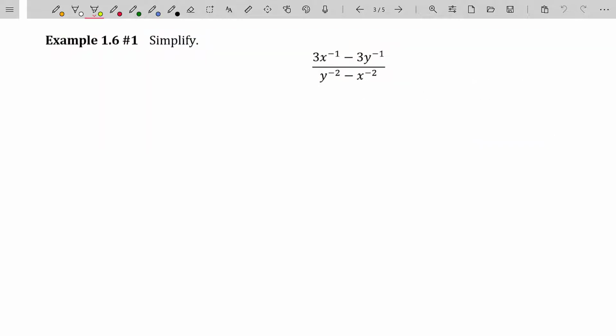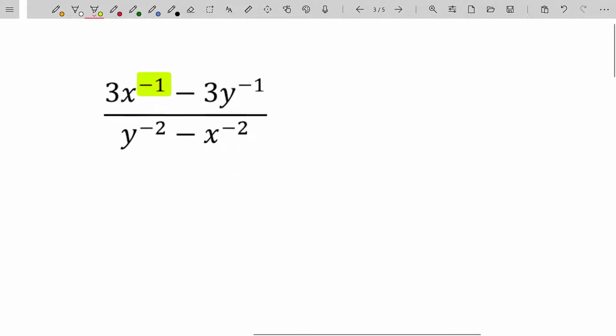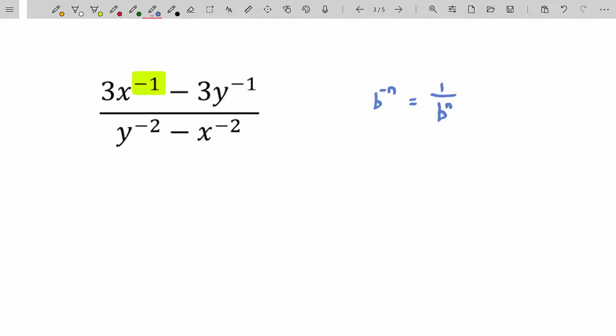So let's go ahead and start with this compound rational expression. I like to start with this because a lot of people see this and think it's not a compound rational expression because they don't see fractions within this fraction. However, there are fractions within this fraction. In fact, you know by the laws of exponents that anytime you have a negative exponent on an expression, you could rewrite that expression as 1 over. Let me write that law of exponents down. So b to the negative n is equal to 1 over b to the positive n power. That's what we're going to use here.